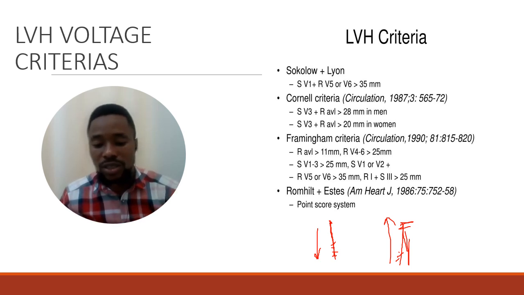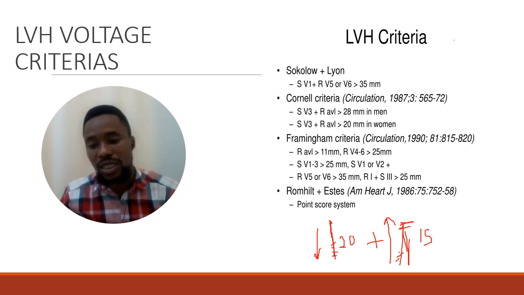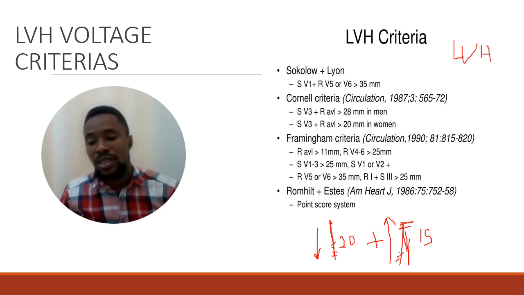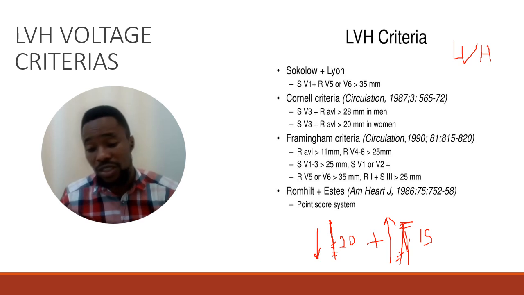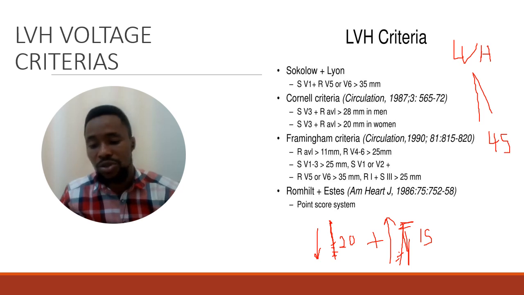So let's say you counted 20 here, and you counted 15 here. So anything that makes the summation of this to be up to 35, or greater than 35, you say there's LVH. So this is a voltage criteria for LVH. Now, this is not a very strong criteria for LVH because there are people that have higher voltage, like children. So it's more significant when you are having greater than 40, for example greater than 45, then you know there is an LVH.